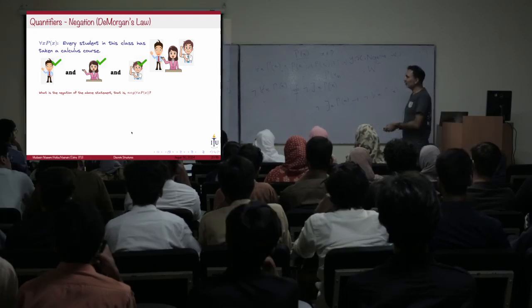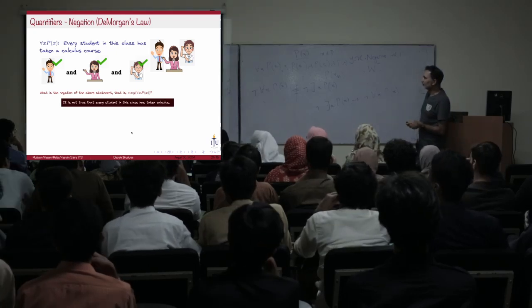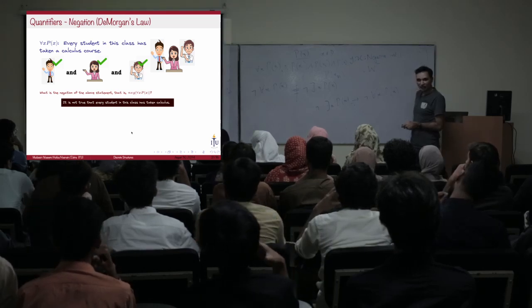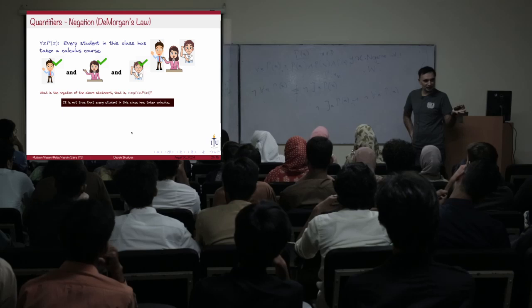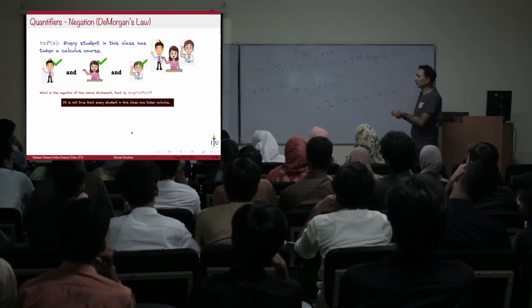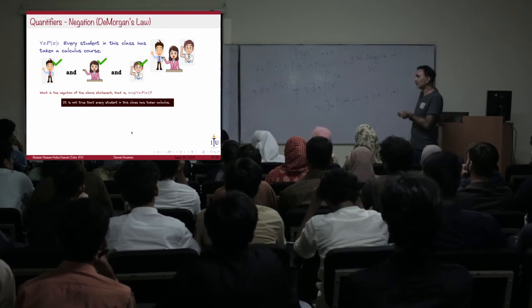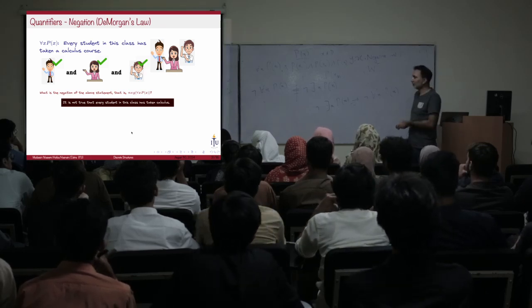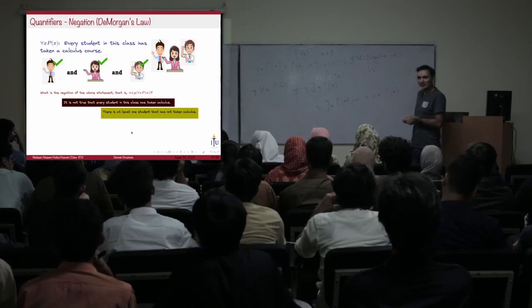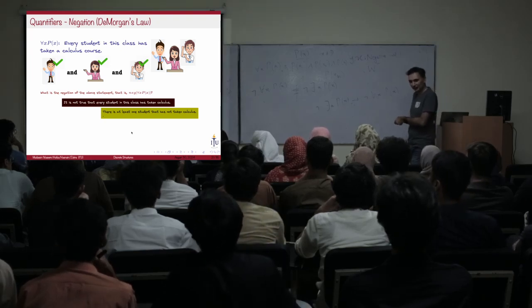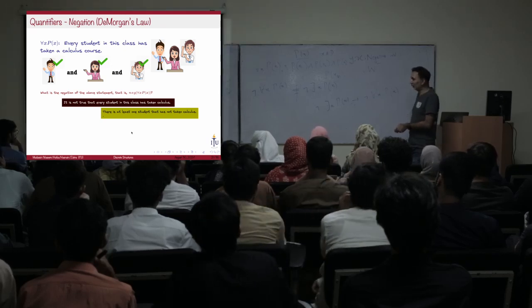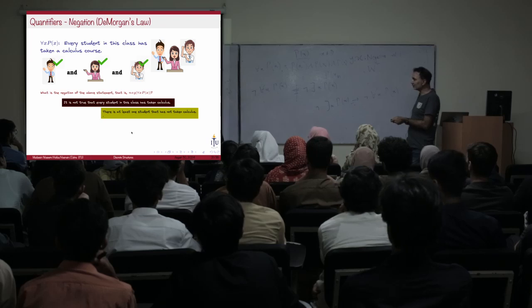Let's see, how do I do it on slides? If I write "it's not true", I get the negation of the statement. Let's write it in a very simple way. It's not true that every student in this class has taken calculus. This means that there is at least one student that has not taken calculus. So far with me? Everyone? Okay.